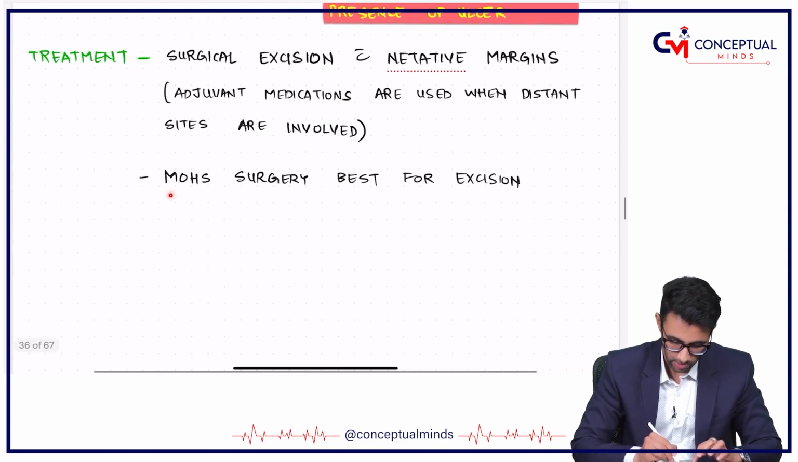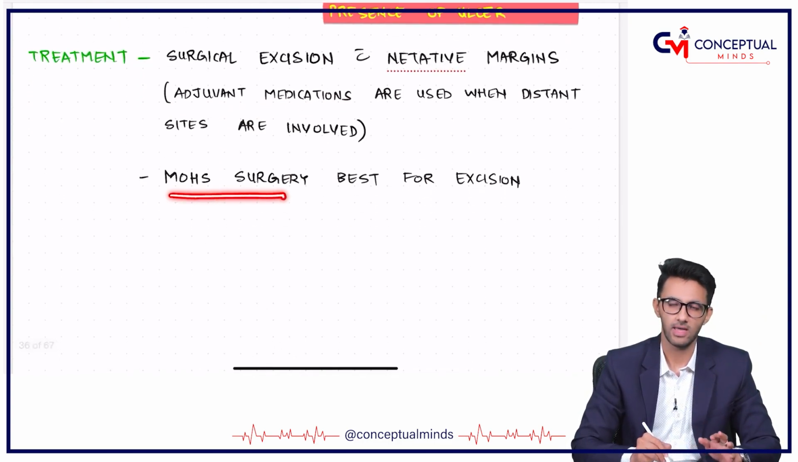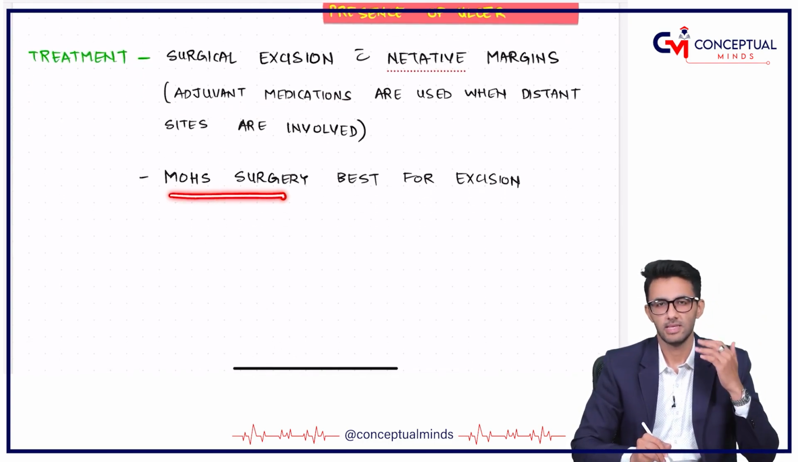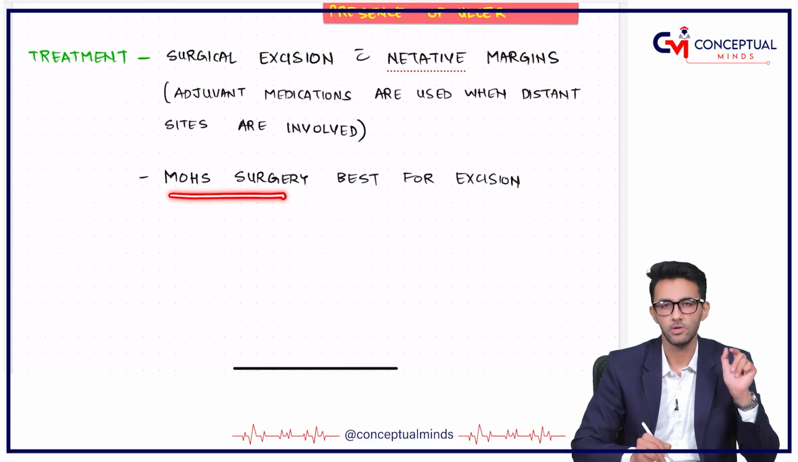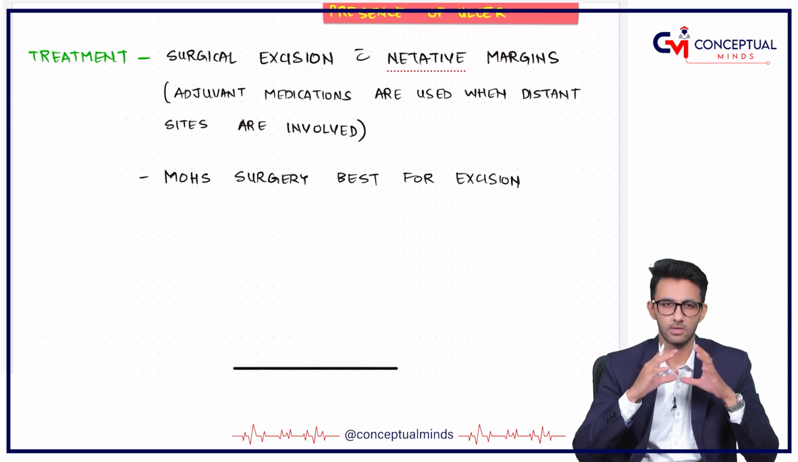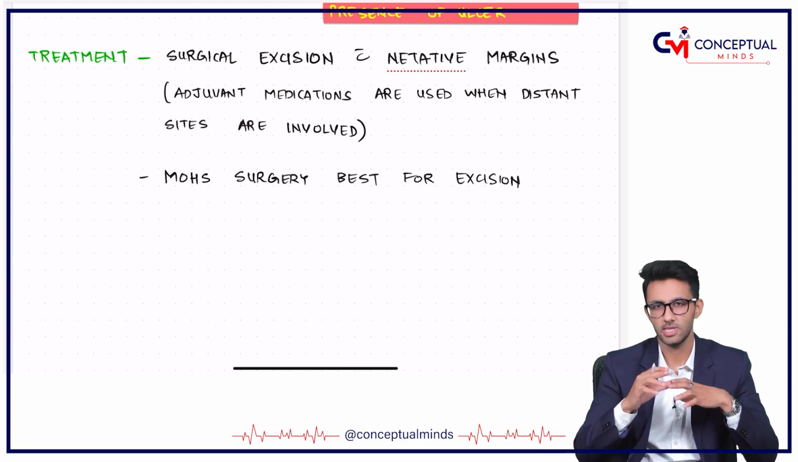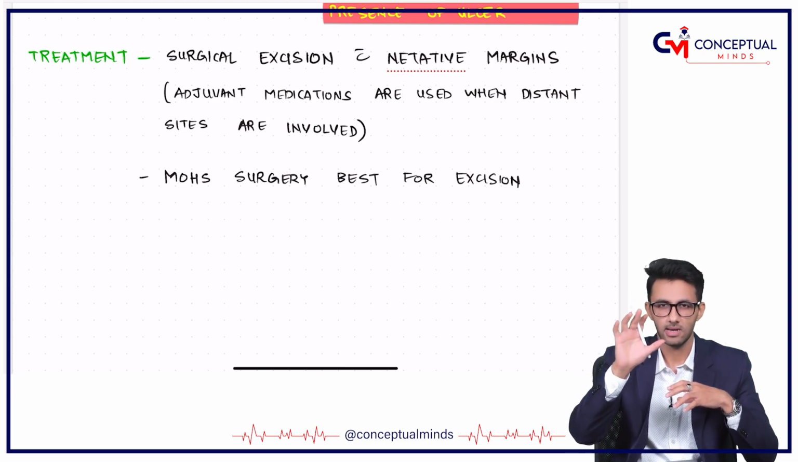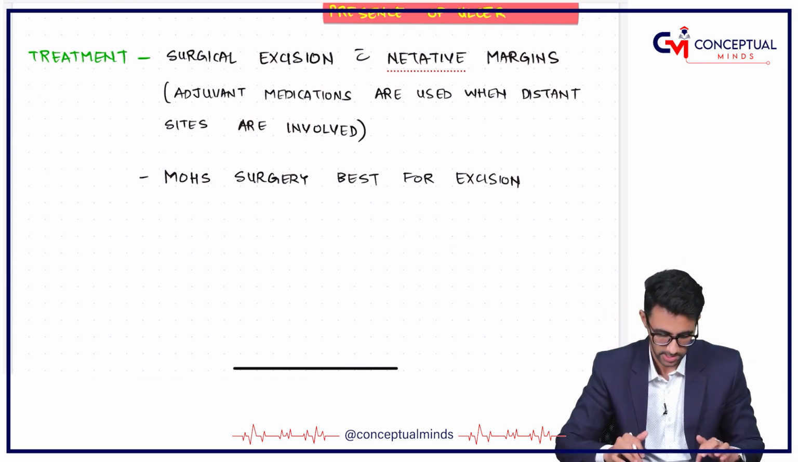Okay, and Mohs surgery is best for excision. Why? Because of cosmetic reasons. The same surgery name we did use in basal cell carcinoma and squamous cell carcinoma. And the prerequisite for performing Mohs surgery is that the margin should be very clear. If there are clear margins, we can perform this surgery.